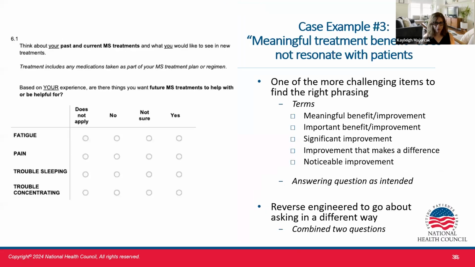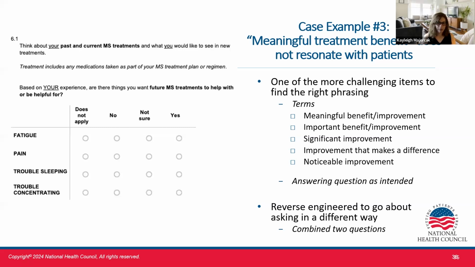Next slide. And then the last example I have here is we wanted to understand meaningful treatment benefit. This is a term the FDA uses, and we understand that treatments might help, but does it really make a difference in the patient's life? And so we asked the question, are there things you want future MS treatments to help with or be helpful for? Because meaningful treatment benefit, we found out, does not resonate with patients. Some did find meaningful to be more personable, so they did like it. Others found that term confusing. So this was one of the more challenging items to find the right phrasing.